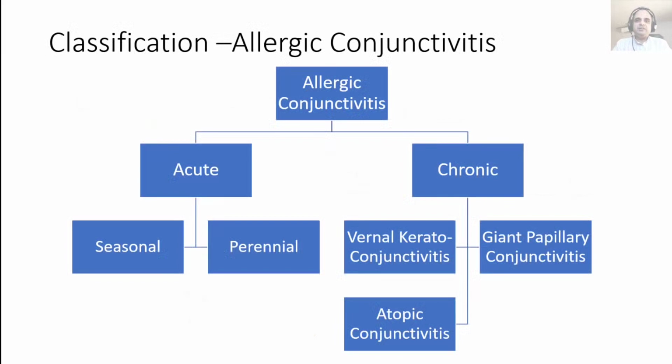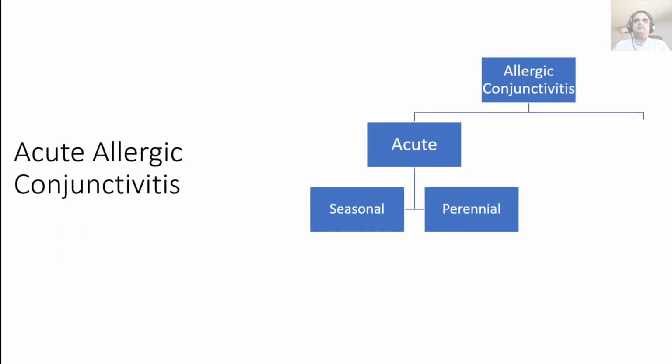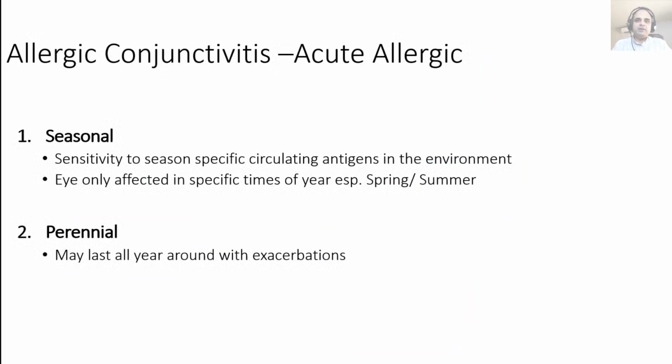So this is how allergic conjunctivitis is classified, and it might look very elaborate, but it's honestly very simple. It's basically of an acute or a chronic variety. Of the chronic variety, we have vernal keratoconjunctivitis, which is the most important, and giant papillary and atopic are something that we'll also discuss. The acute variety is even simpler. It's either seasonal or perennial. A seasonal type of acute allergic conjunctivitis is something that comes in specific seasons, especially spring and summer. And perennial is something that lasts all year round but has exacerbations of symptoms with seasons. So you would have a little bit of an itchy eye all year around, but as summer and spring come, symptoms certainly go really, really bad.